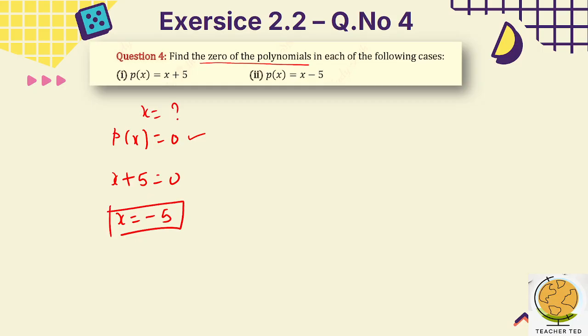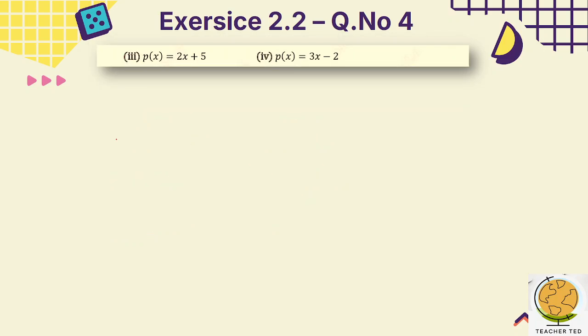Similarly, for the second case, you need to find out x again. So p of x is equal to 0. Substitute the value of p of x. It becomes x minus 5 is equal to 0 and x is equal to, if minus 5 comes to this side, it will become plus, x is equal to 5. X is equal to minus 5 for the first problem. X is equal to 5 for the second problem.